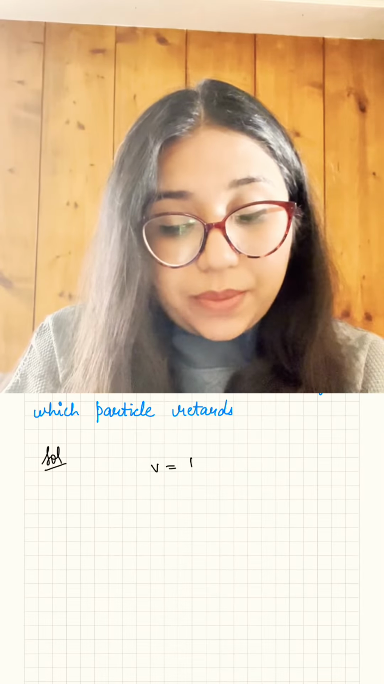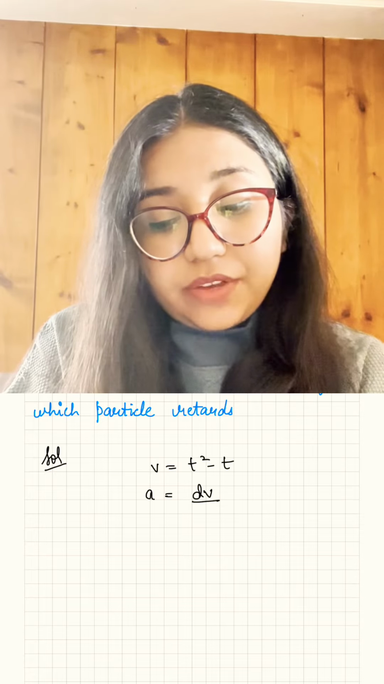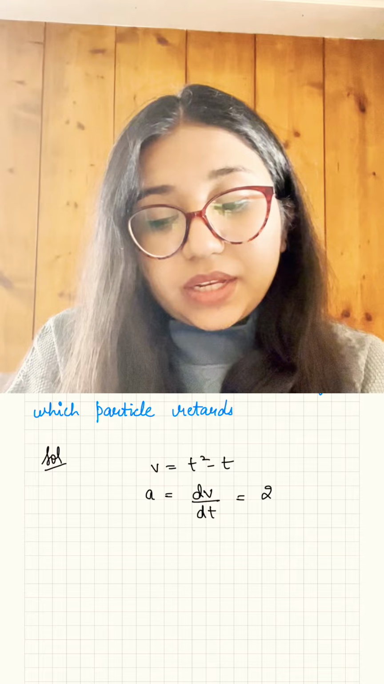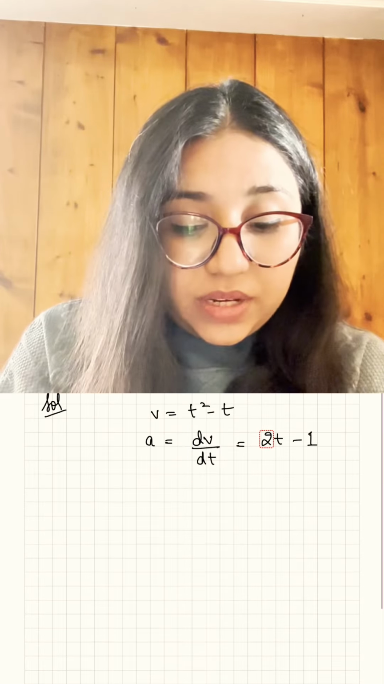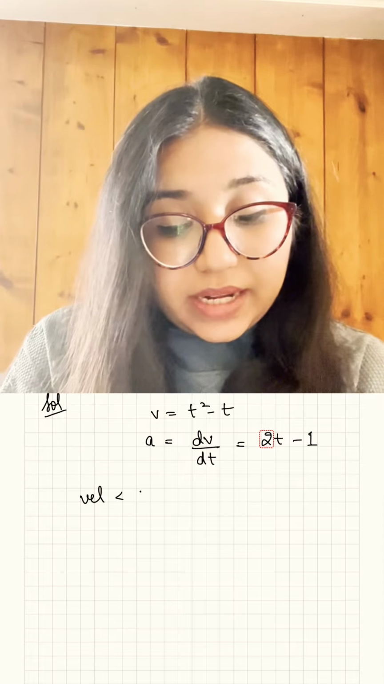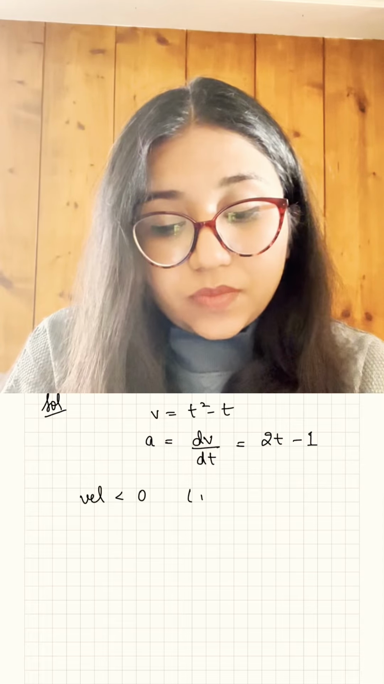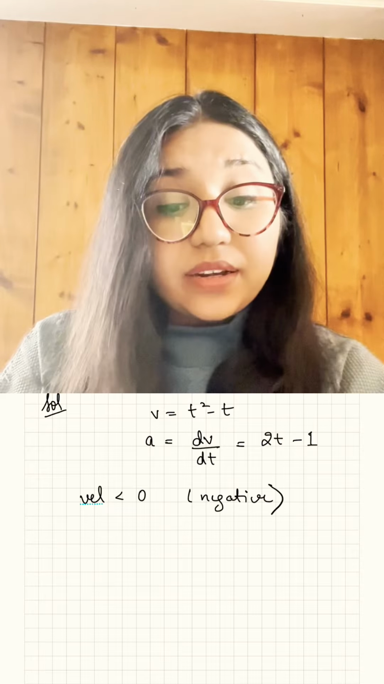So basically we have velocity, which is t square minus t. We can calculate acceleration, which is the differentiation of velocity, dv by dt, which is 2t minus 1. Now I am calculating where velocity is less than or equal to 0, that is negative. I'm calculating negative velocity, meaning opposite to the direction of motion, only then it retards.